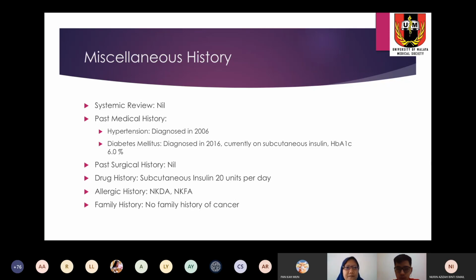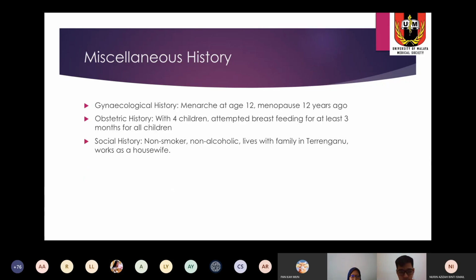The patient has a past medical history of hypertension, first diagnosed in 2006, and also diabetes mellitus diagnosed in 2016. Currently on subcutaneous insulin, the HbA1c is about 6%. Negative past surgical history. Drug history: the patient takes 20 units of subcutaneous insulin per day. No known drug allergy or food allergy. No family history of cancer. Next slide.